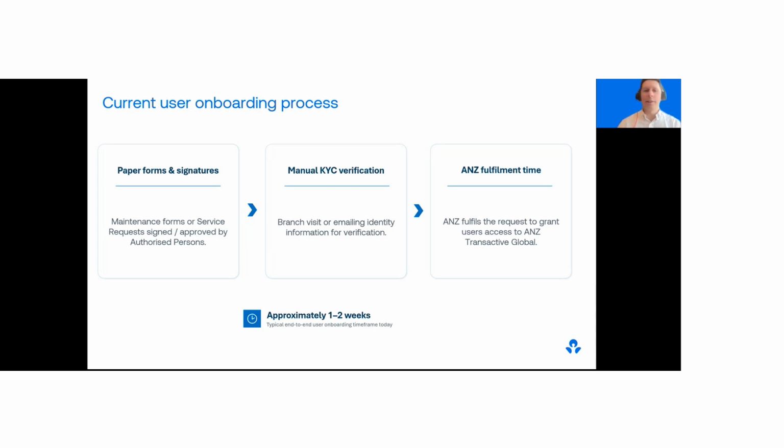Today, we know it can take several days, in many cases 5 to 10 business days, to get that new user or payment approver onto Transactive Global. The process typically starts by either completing paper maintenance forms that need to be signed off by 2 authorised representatives within your organisation, or by submitting a service request through Transactive Global, which also requires approval from authorised representatives.